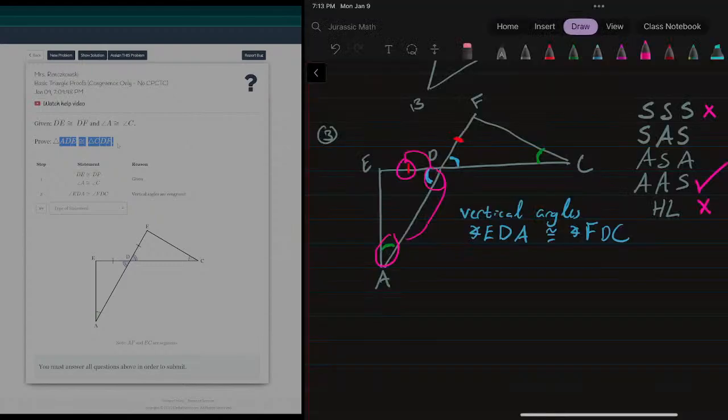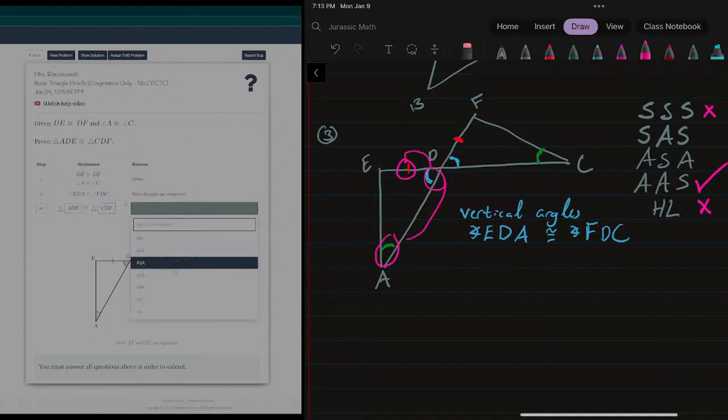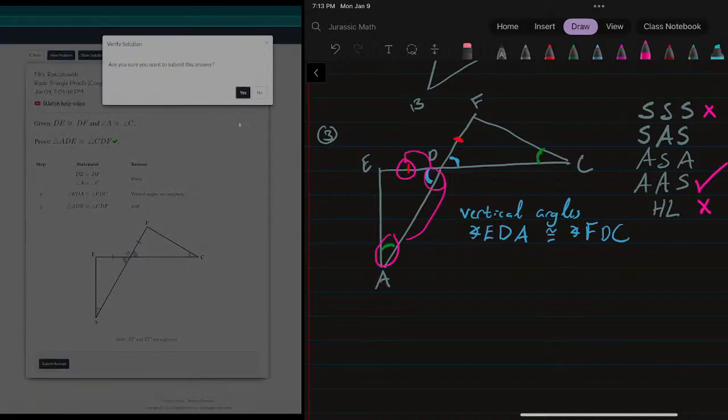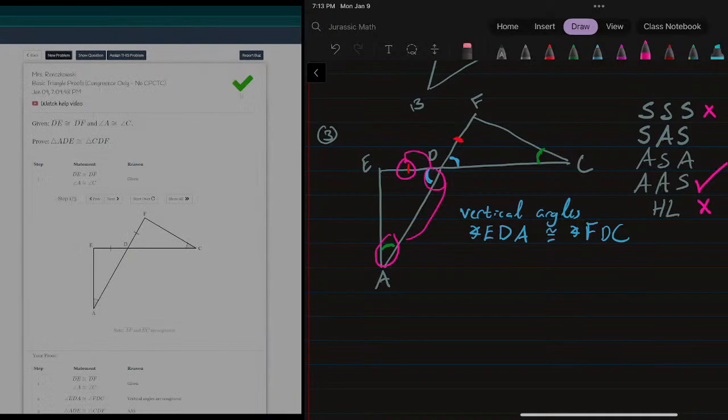It says it's connected, and there we go. All right, so as you can see, on the left-hand side, I highlighted the triangles that are congruent. So I'm just going to click the two triangles congruent: A, D, E, and C, D, F. And we said angle, angle, side. Angle, angle, side. Hit try. Submit answer. And we're done. That's it.